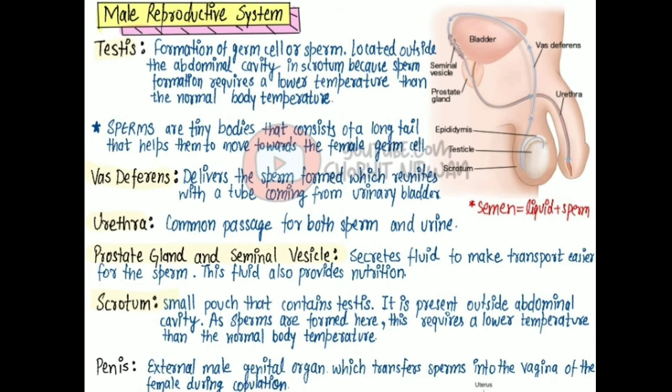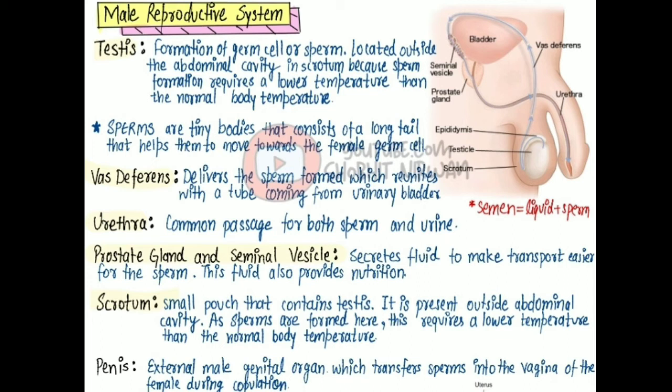Male reproductive system. Testes. Formation of germ cells or sperm takes place in the testes, located outside the abdominal cavity in the scrotum, because sperm formation requires a lower temperature than the normal body temperature. Sperms are tiny bodies that consist of a long tail that helps them to move toward the female germ cell. Vas deferens delivers the sperm to a tube coming from the urinary bladder. Urethra, the common passage for both sperm and urine.